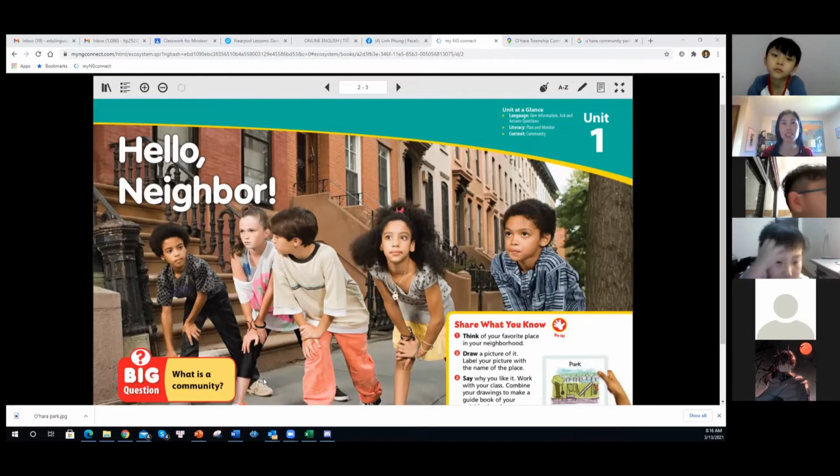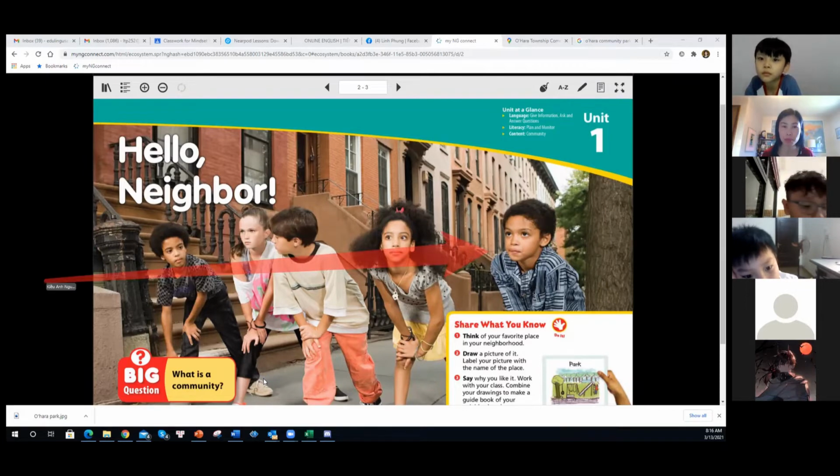Your school is a community. The students in the school, the teachers, the principal, they are part of a community. And then a village is a community. Okay? Who is drawing on my screen here? How many kids do you see in this picture then? Five. Five kids. I see five kids.